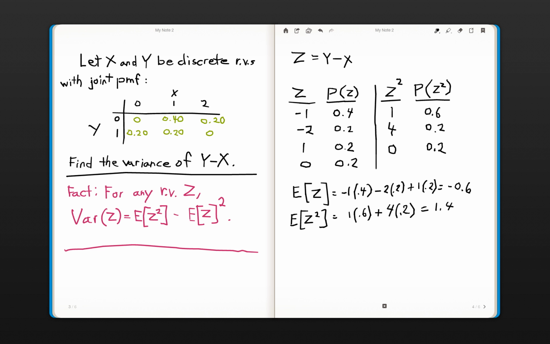We're almost done. Now we apply the formula given earlier. The variance is the expected value of Z squared minus the expected value of Z, quantity squared, which equals 1.4 minus negative 0.6 squared, which equals 1.04, if I did the arithmetic correctly.